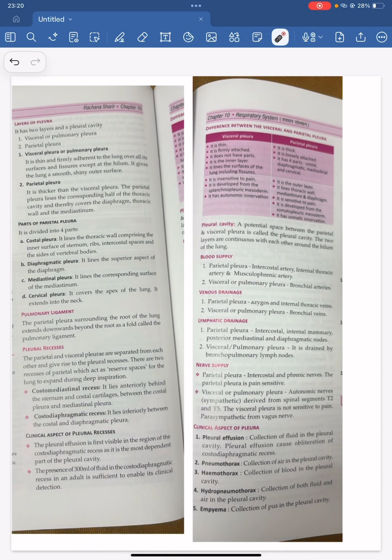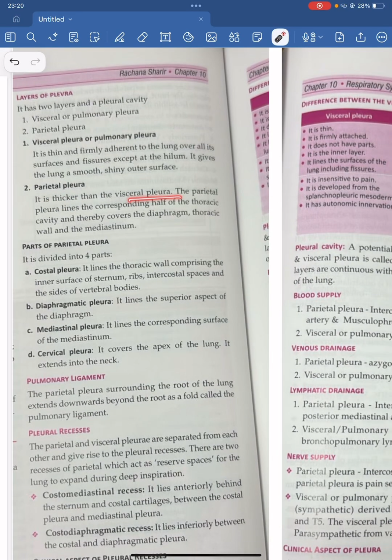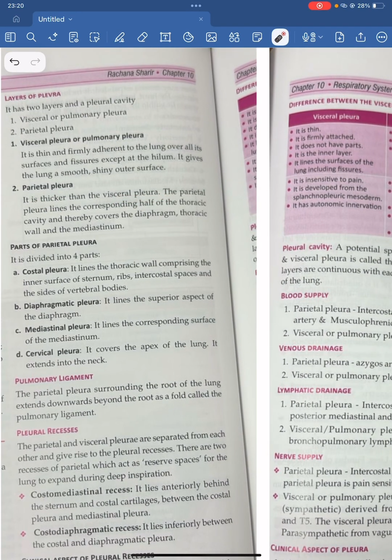Layers of pleura: there are two layers, visceral and parietal pleura. Visceral is also called pulmonary pleura. The visceral pleura is thin and firmly adherent to the lungs over all its surface except at the hilum. It gives the lungs a smooth, shiny outer surface. The parietal pleura is thicker than the visceral pleura. It lines the corresponding half of the thoracic cavity, thereby covering the diaphragm, thoracic wall, and the mediastinum.